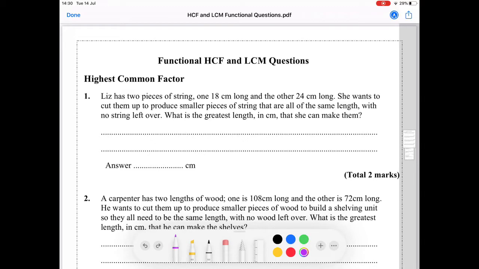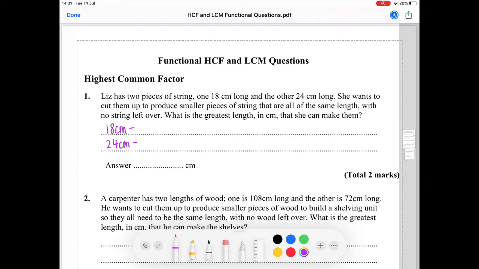So we have 18 centimetres and 24 centimetres. And we basically want to find the highest common factor of these two numbers because that's going to give us the greatest length that she can cut the pieces into, because both of those original lengths will be able to be divided with no leftover string.